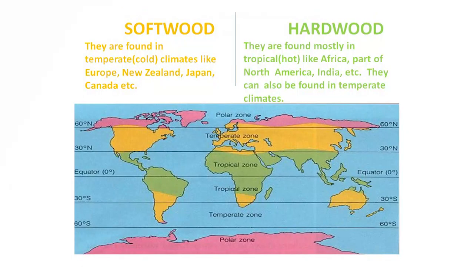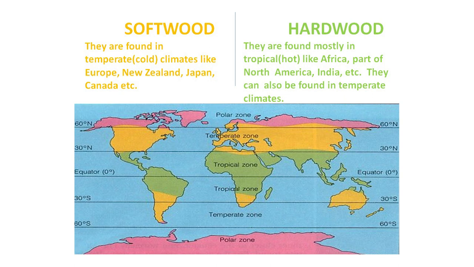Now, softwood majorly can be found in temperate climates. When I say temperate climate, I mean cold environments, cold areas. For example, you have Europe, you have New Zealand, you have Japan, Canada, and so on and so forth.